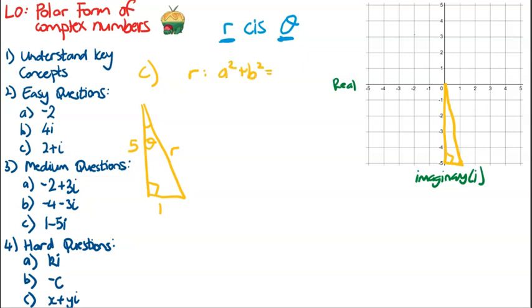We've caught on quick, hopefully. That's always A squared plus B squared equals C squared. So we're going to have 5 squared plus 1 squared is equal to R squared. So in this case, R will be equal to the square root of 26. Again, I'm going to leave that in its surd form. You can convert that to a decimal if you want to, but you don't need to.